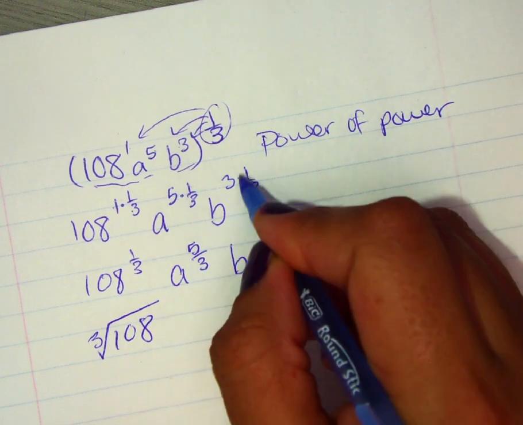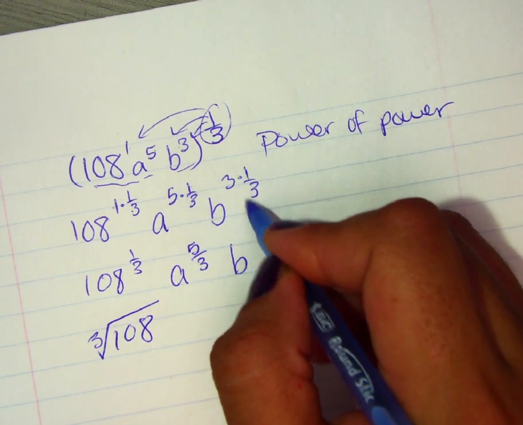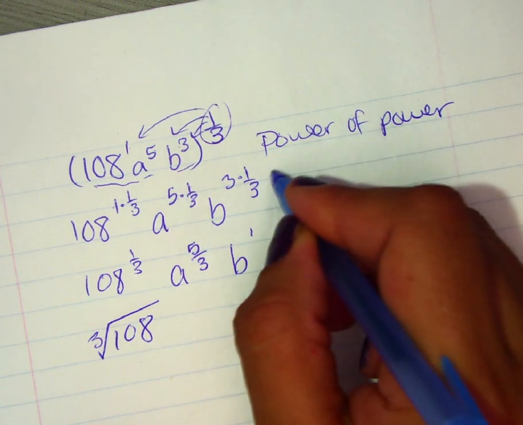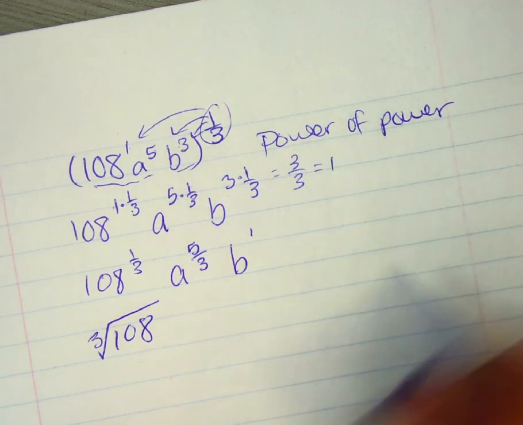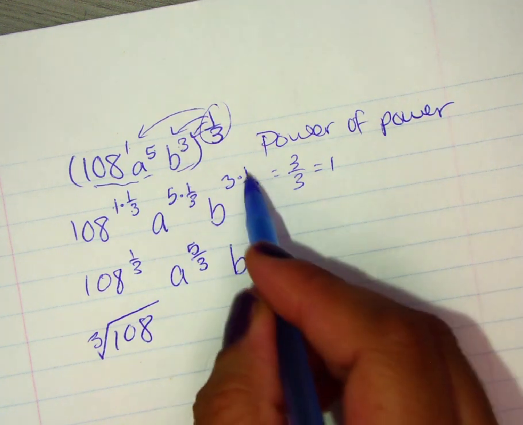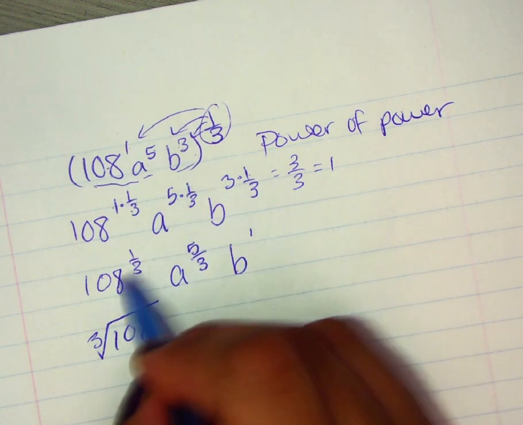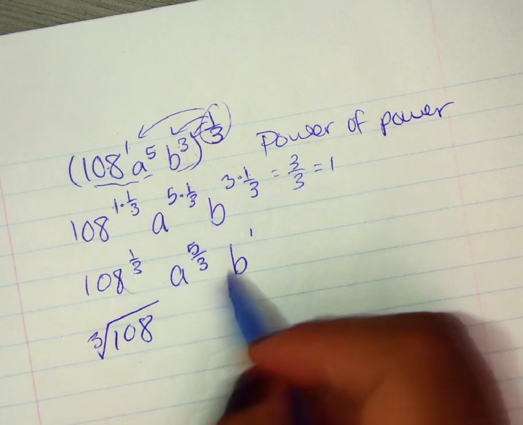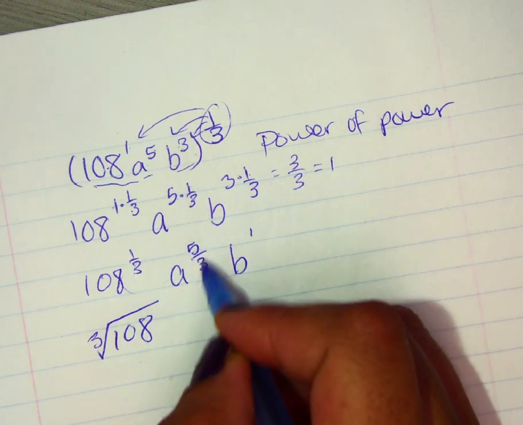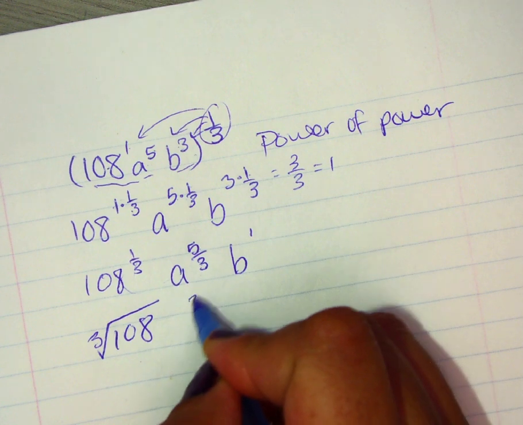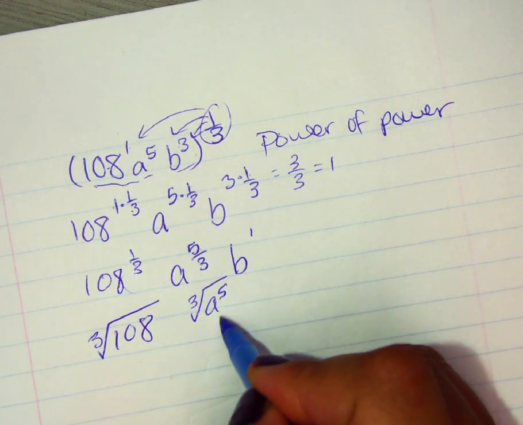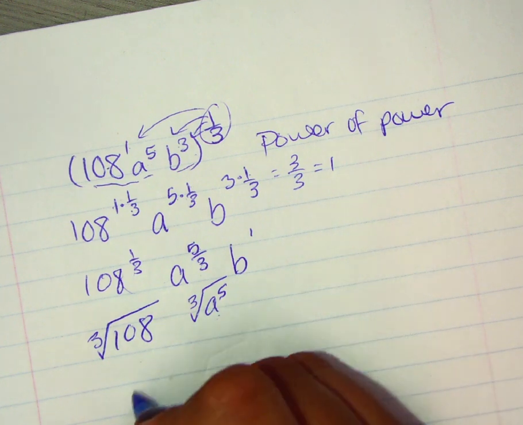B is multiplying 3 times 1/3, 3 over 1 times 1/3 equals 1. So technically it's 3 over 3, which equals 1. And that's what we want. We want to simplify each part, and when we have simplified it, we now put it together. So 5 over 3 is technically saying the cube root of a to the 5th power, which means that in here you have a to the 5th. So we can start writing it like this.